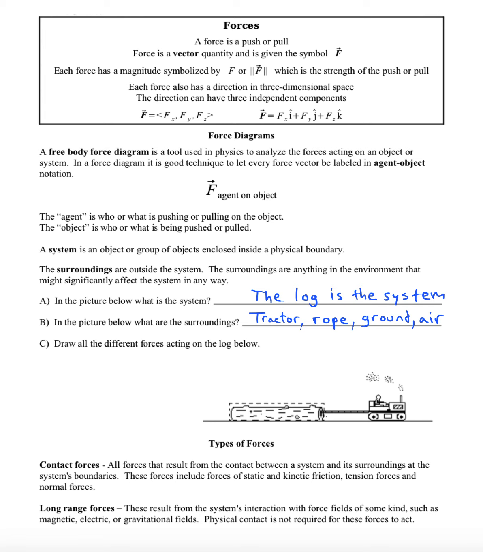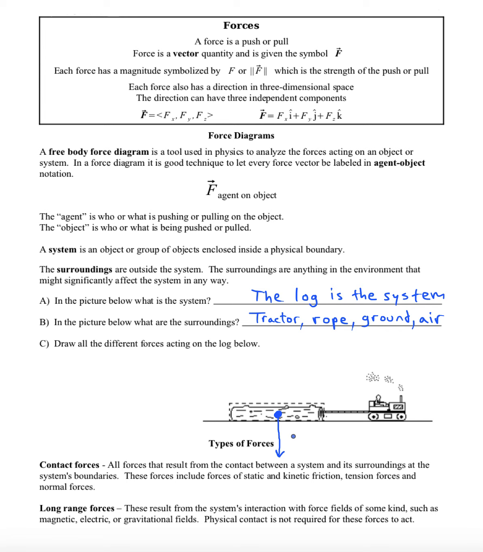Now let's draw all the different forces acting on the log below. The first thing to do when you're making a free body force diagram is to place a dot in the center of the system. And now we're going to add arrows to that dot. The vectors will represent the pushes or pulls that the system might be feeling. There's one thing that always pulls on objects near Earth's surface, and that is gravity. Earth pulls directly downward on all objects that have mass. So that'll be our first force.